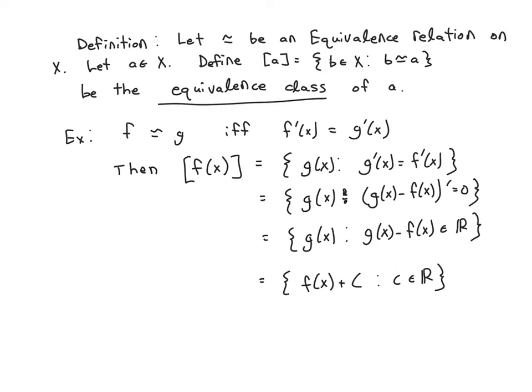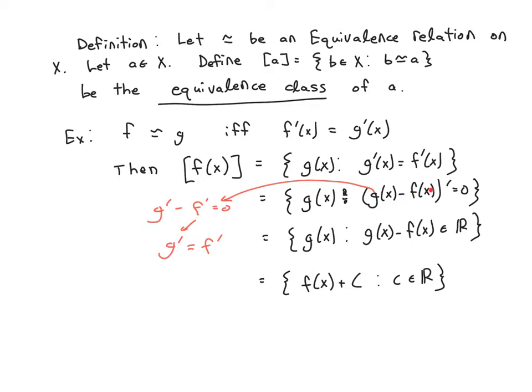As another example from calculus, given two real-valued functions f and g, let's say that they're equivalent if and only if they have the same derivative. You can check that this is an equivalence relation, and the equivalence class of a function f would be those functions g whose derivative is equal to that of f. You can check that that means that the derivative of this difference must be equal to 0, right? Because by rules from calculus, that's just the difference of the derivatives, which is just saying that g prime is equal to f prime.